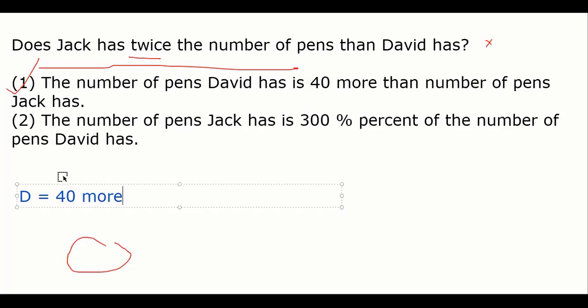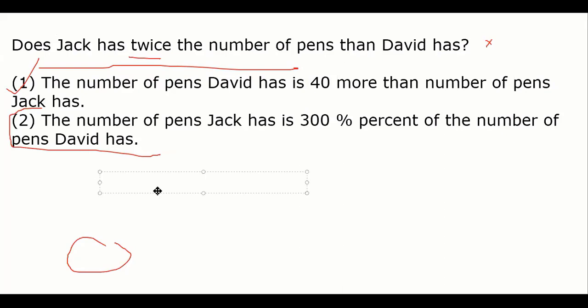So tell me, Divya, in the same question, statement number 2, is it alone sufficient or not? Explain this. Because the number of pens Jack has is 300% of the number of pens David has. So David is 100, suppose. 300% means 3 times, so 300. From this, can you find out whether Jack has twice or not? We can find out, because we know how many Jack has and how many David has. You can easily give me, right?